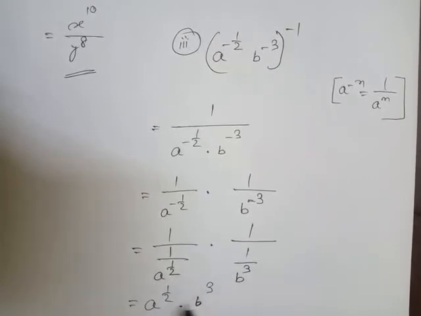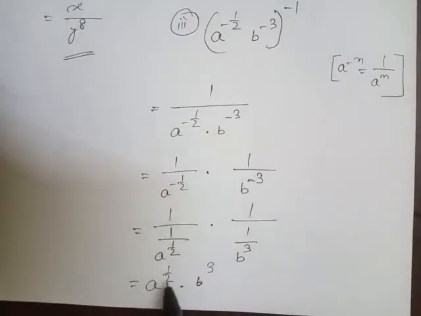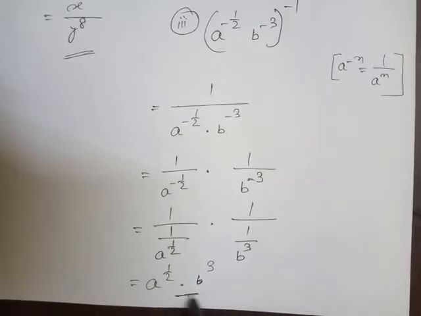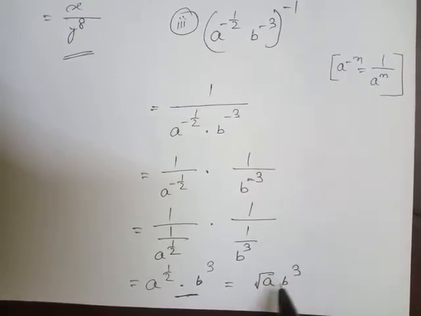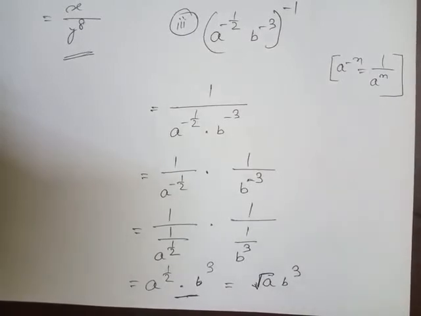So if we keep like this also okay, or we can do one thing, that a to the power half means root a, so root a b cube. If we write like this also okay, correct. Or in the next step if I write a to the power half means root over a b cube, also correct. This is the answer of b Roman 3.